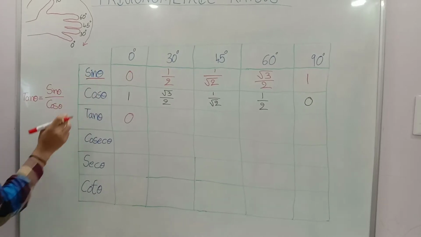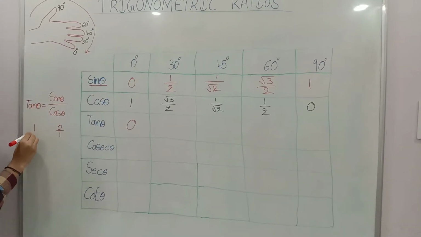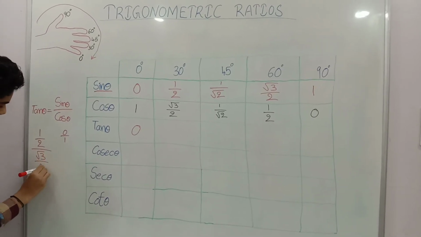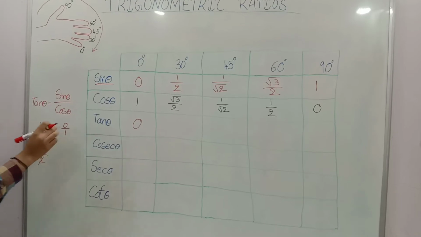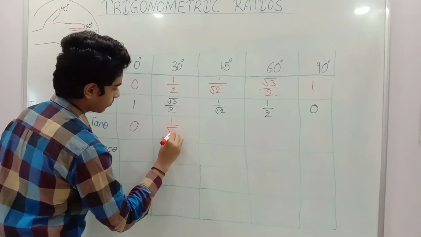Now tan 30. Tan 30 means sin 30 by cos 30. Sin 30 is 1 by 2. Cos 30 is root 3 by 2. 2 cancel. We have 1 by root 3. So tan 30 is 1 by root 3.